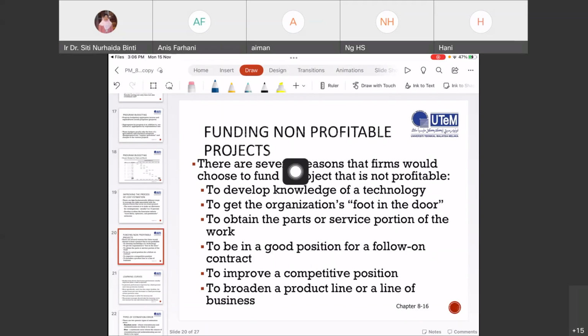Funding a non-profitable project. There are several reasons that firms would choose to fund a project that is non-profitable. For example, R&D, to develop knowledge of a technology, to get the organization's foot in the door, to obtain the parts or service portion of the work, to be in a good position for a follow-on contract, to improve a competitive position, and to broaden the product line or line of business.